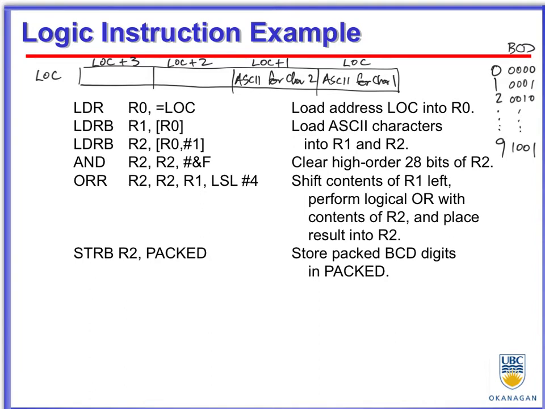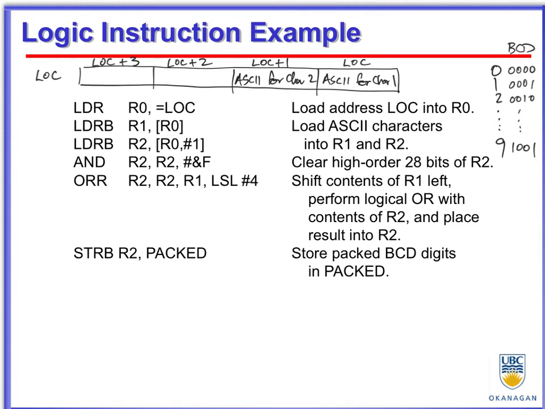So the first thing that we do is this instruction is going to take the memory address LOC, which is the address of this least significant byte in this memory word, and the equal sign tells the assembler that this is not a small number, this is an actual address. This address is going to be loaded into R0. So R0 will now act like a pointer.